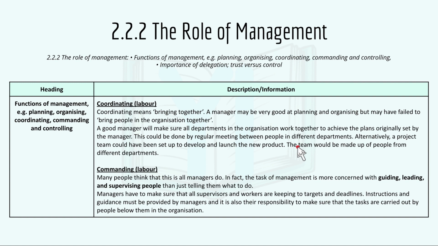Now, let's say you have a marketing department to know how to market the product with the market research and different departments. And commanding, many people think that this is all the managers do, commanding the labor, but in fact the task of management is more concerned with guiding, leading, and supervising people than just telling them what to do. They have to make sure all the supervisors and workers are keeping to the targets and their deadlines. Instructions and guidance must be provided by managers, and it is also their responsibility to make sure that the tasks are carried out by people below them in the organization.